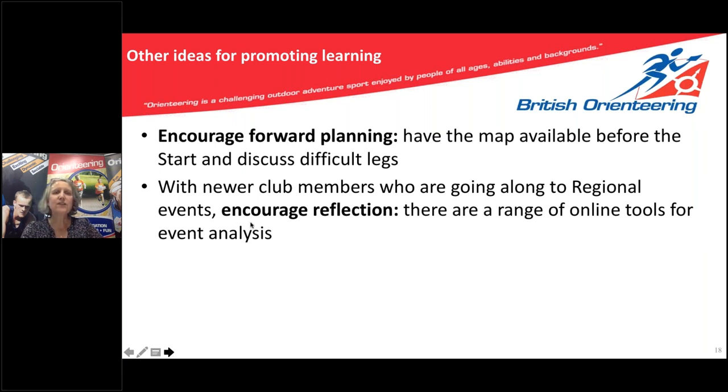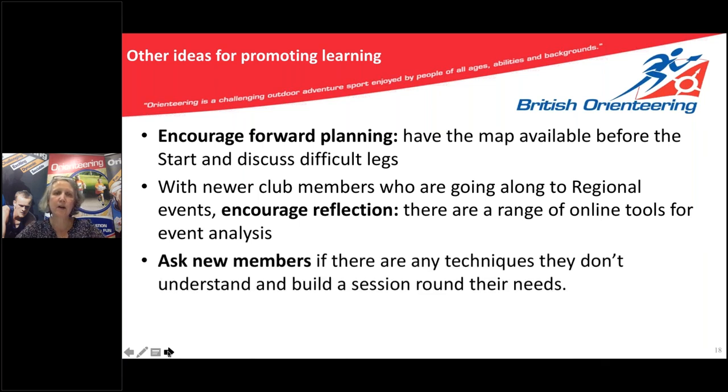So once they're going to regional events, you can encourage reflection with the tools online, such as Route Gadget, Winsplits. So that emphasises the racing element and the route choice element, and I think that's a really good way of getting keen people drawn in. Another idea is ask what coaching needs they have. Recently, the DVO coaches got new members and older members who are interested in improving. We got them together in a pub one evening and we gave them some event analysis sheets that we asked them to fill in, and that identifies some of their weaknesses, and then we ask them to tell us three skills that they would like coaching on, and we'll put those sessions on in June.